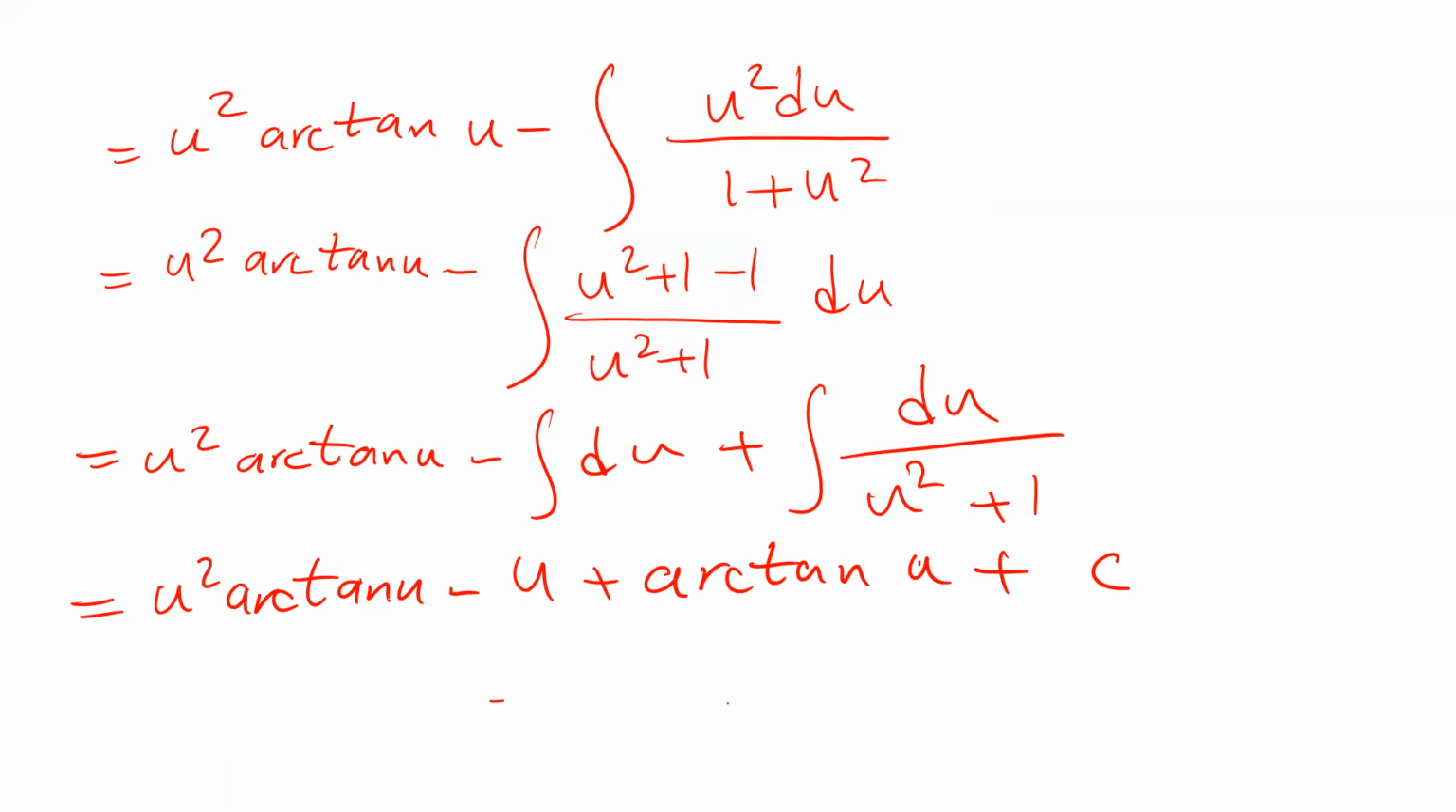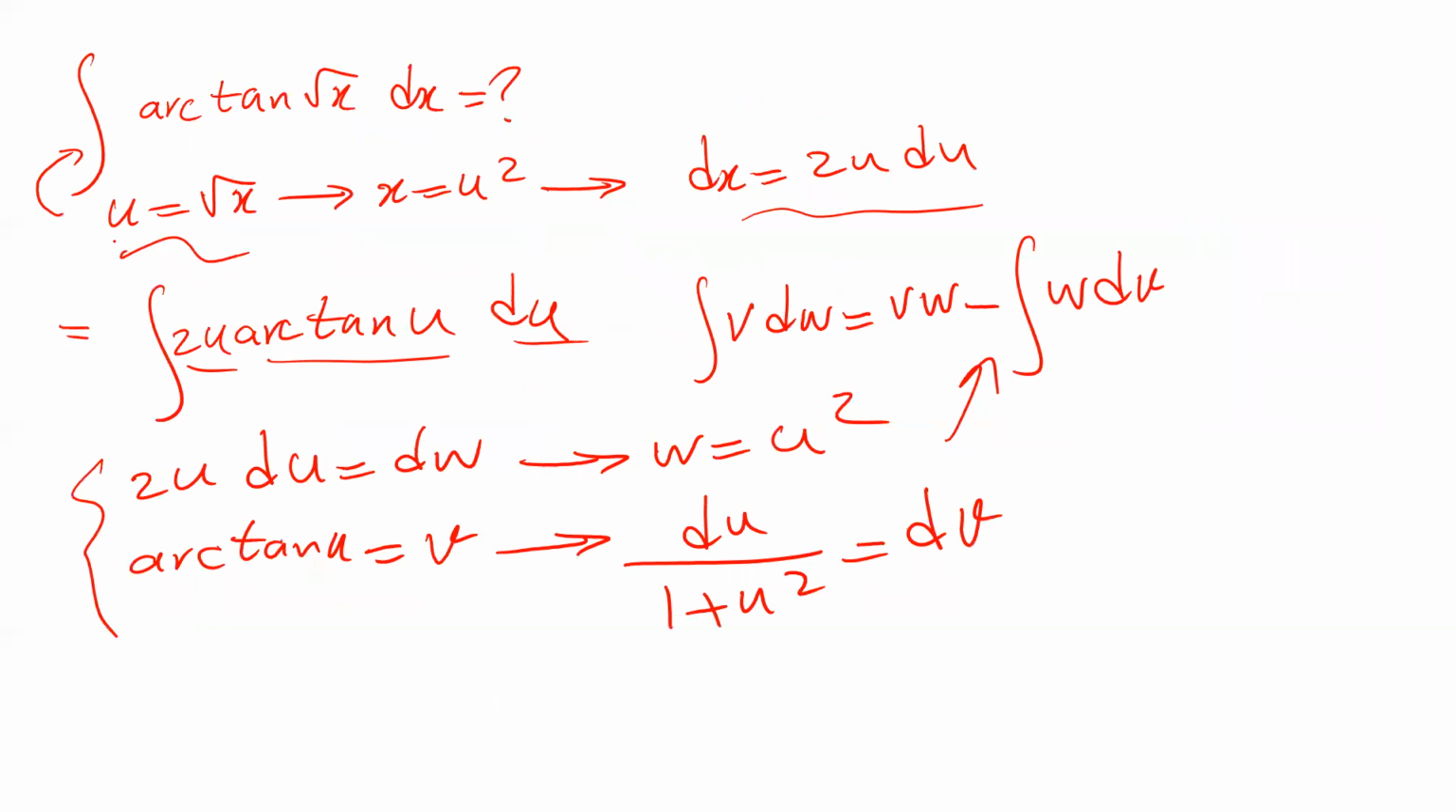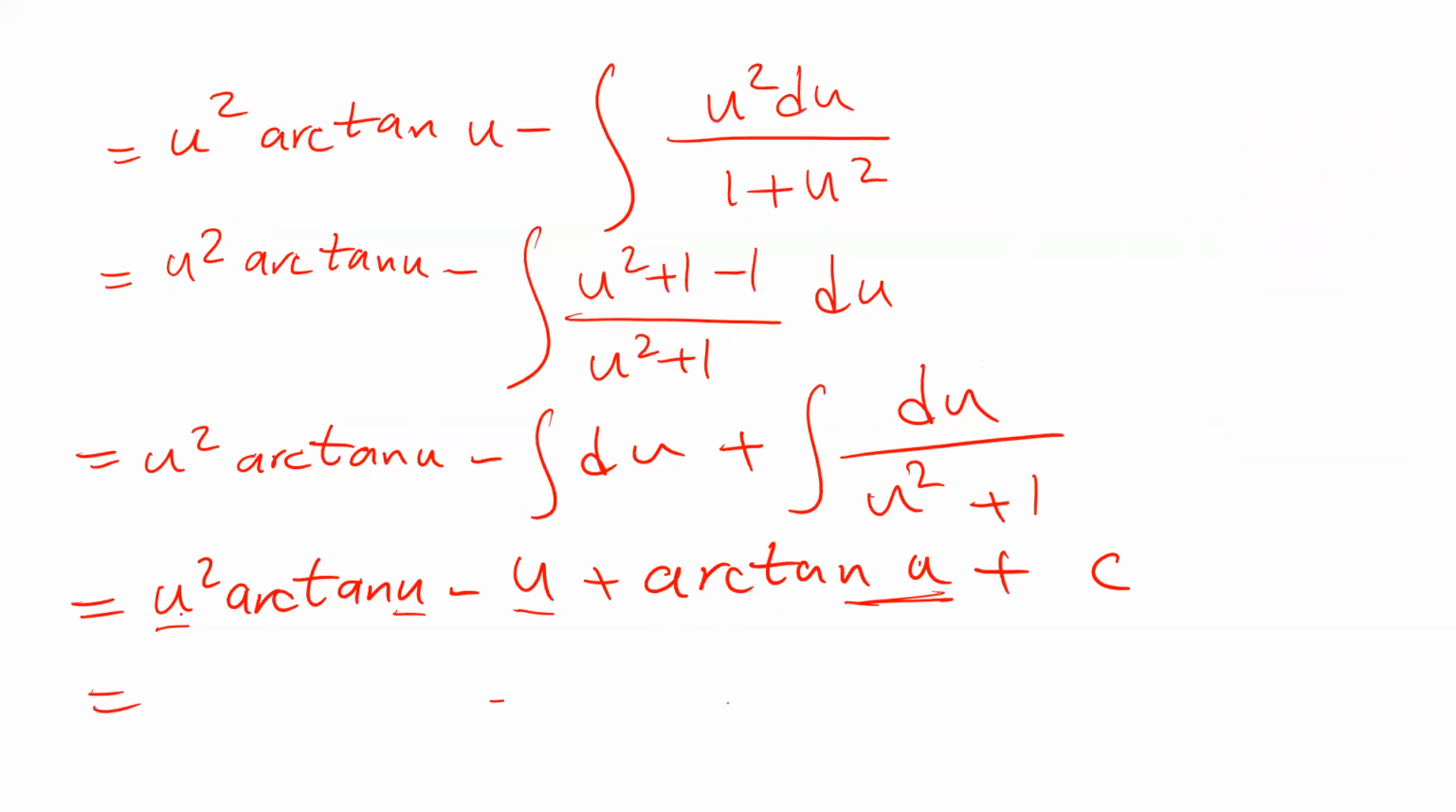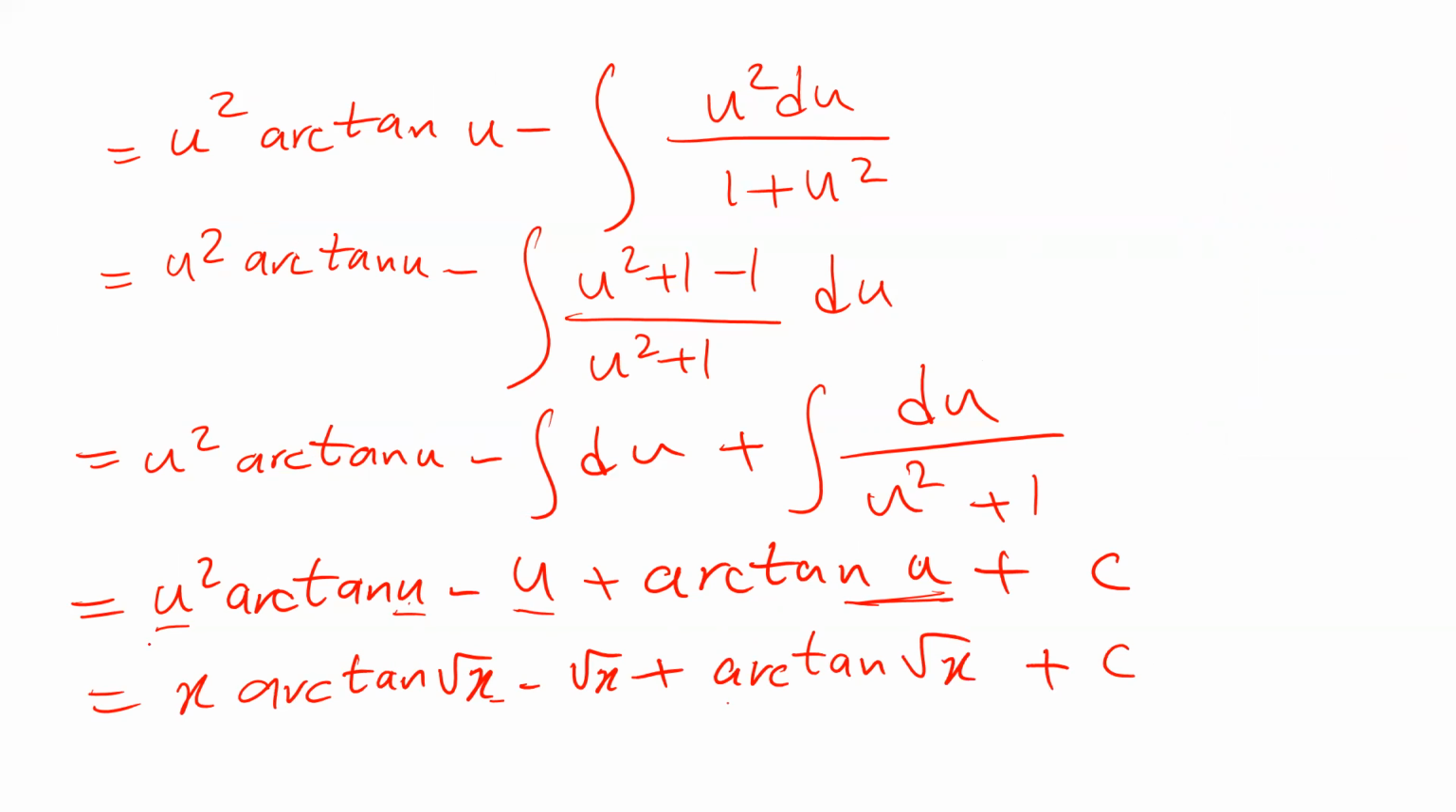Here, all you need to do is substitute the parameter u by its definition, which is equal to square root of x. If you look at the previous slide, you see that u was square root of x. Therefore u² will be x, so this will be x arctangent square root of x minus u, which is square root of x, plus arctangent, instead of u I write square root of x, plus c, which is the constant of integration.